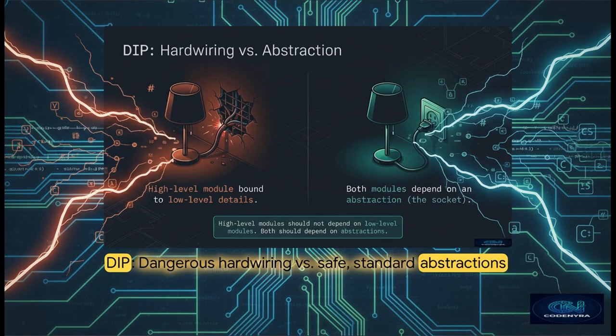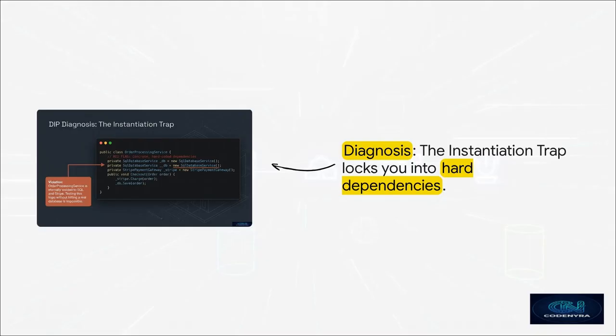The rule here is simple. High-level modules should never depend on low-level modules. In our C# architecture, the soldering iron is actually the new keyword. Look at the order processing service. It is instantiating SQL database service and Stripe payment gateway directly inside the class itself. These are concrete, hard-coded dependencies. This service is now eternally welded to SQL and Stripe. More importantly, attempting to test this checkout logic in isolation without actually hitting a real live database or accidentally charging a real credit card is completely impossible. You are entirely trapped by your own instantiations.